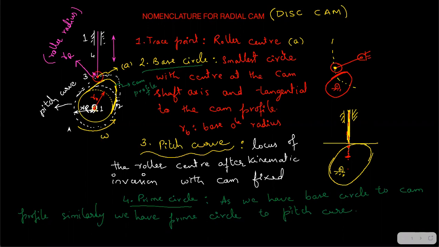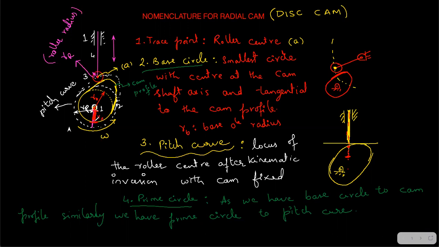The total radius of the prime circle is, see, this is the total radius of the prime circle, right? So it is the combination of, from this point to this point. What is this length? This is the RB, right? And the total is RP.